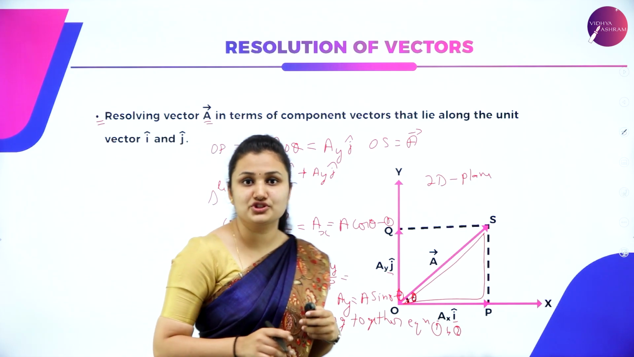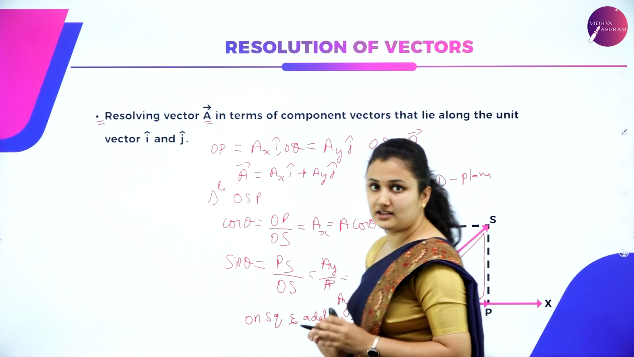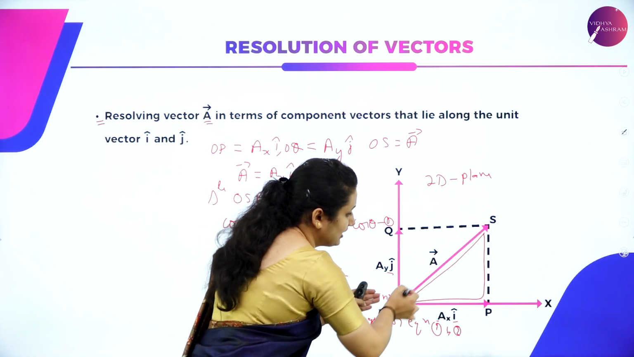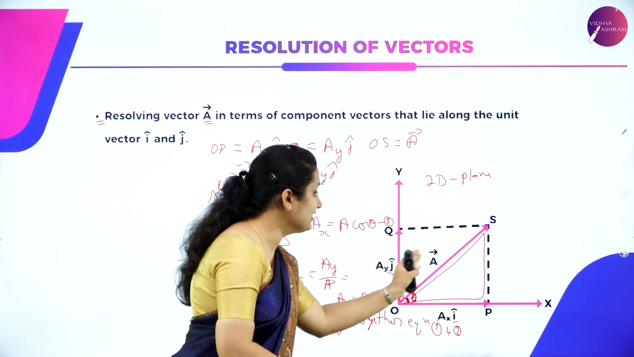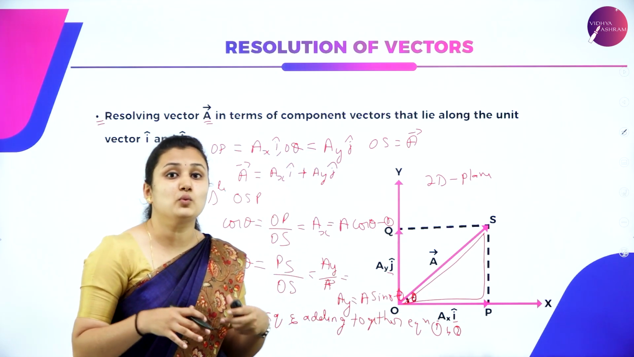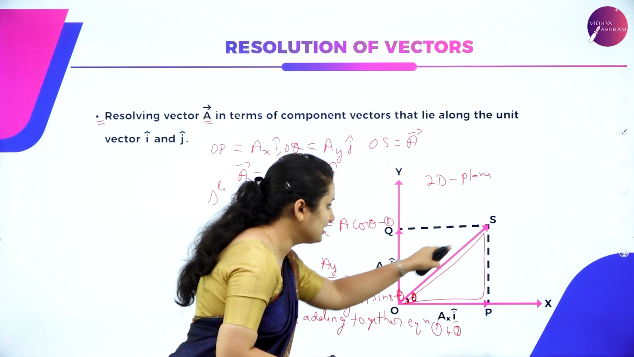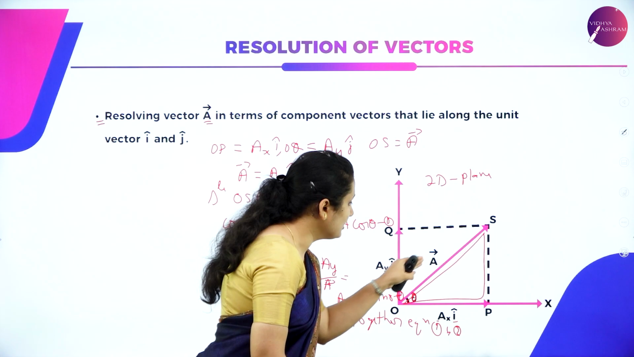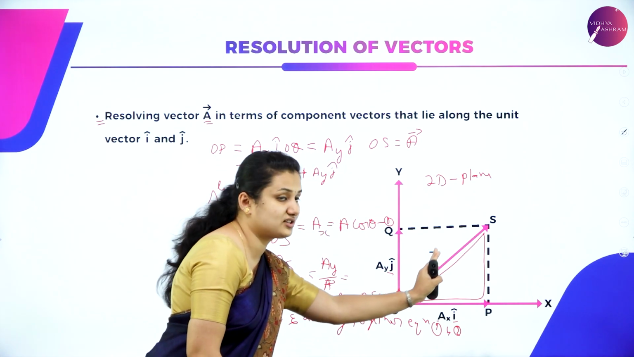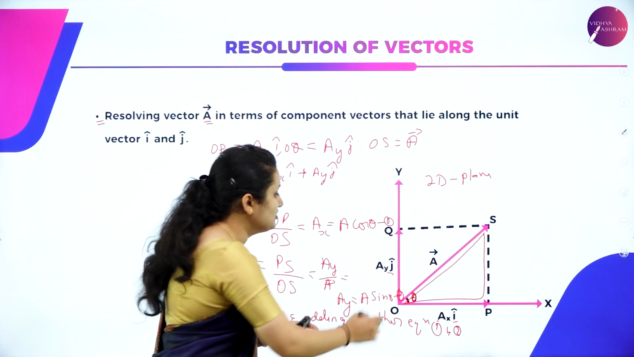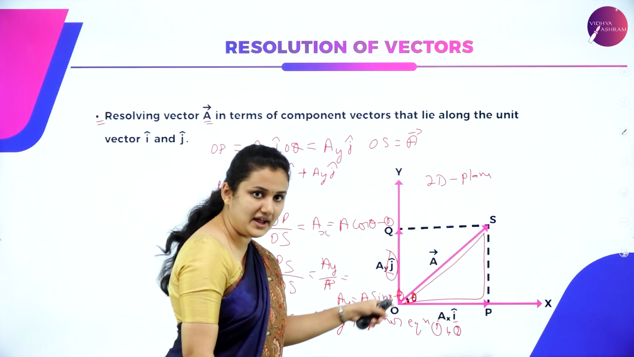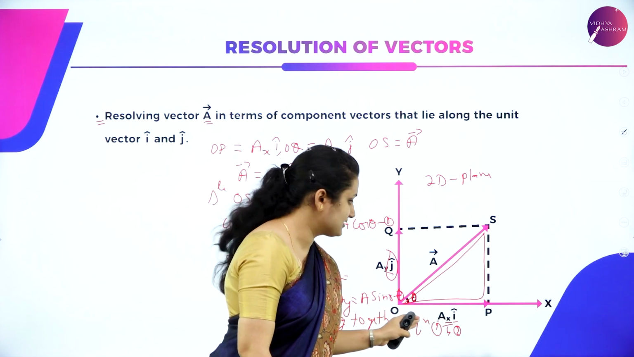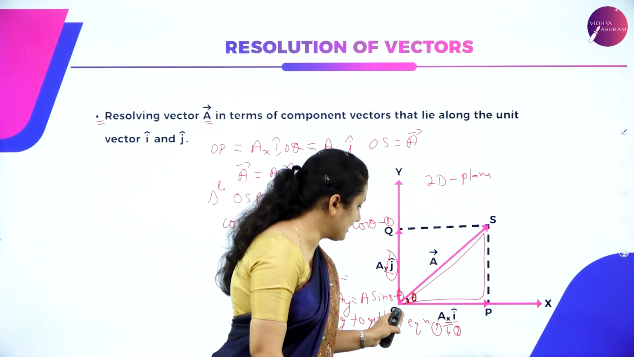So, clear? How will you find resolution of vector? For resolution of vector, this is the diagram. It's a parallelogram because adjacent sides intersect at a point, and from that point we draw a diagonal OS. This diagonal gives me the resultant vector A. I have to find the components of this vector A. I draw a perpendicular SP to the x-axis and SQ to the y-axis. The projection of vector A along the y-axis is given by AY J cap, J cap specifying the direction along the y-axis. The projection along the x-axis is AX I cap, where I cap is the direction along the x-axis.